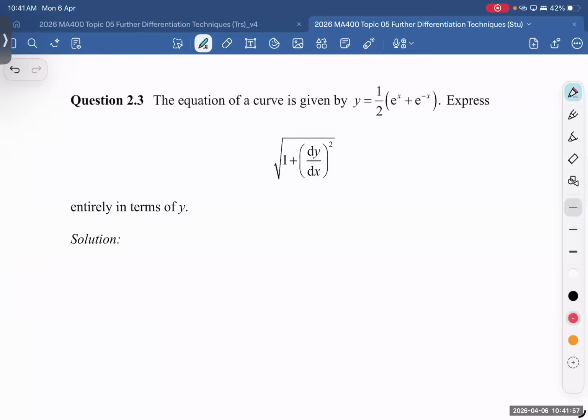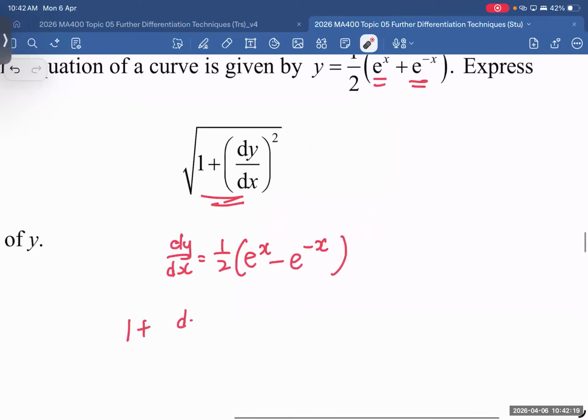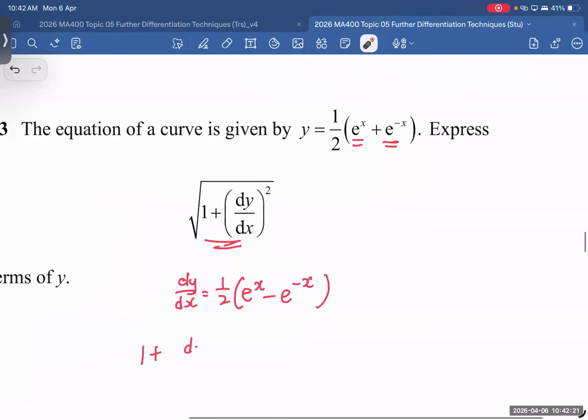We will differentiate. So dy/dx will be half. Differentiating e to the power x will be e to the power x. Differentiating e to the power minus x will be negative e to the power of negative x. Looking at this structure, 1 plus dy/dx squared, is it okay? Because this is e to the power minus x. Think of this like f(x). If you differentiate minus x, it is negative.